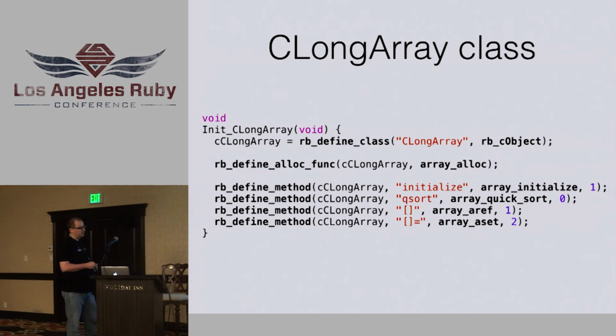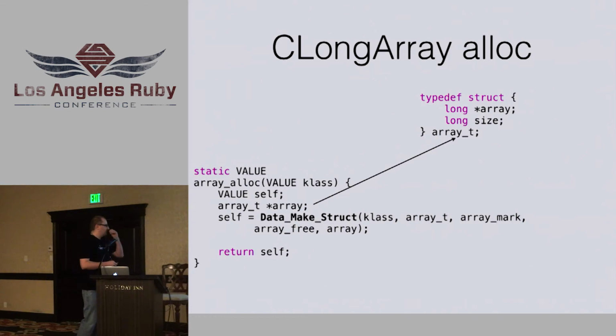So you see here that we define a class, CLongArray, that inherits from Object. We define an alloc function for it. And then we define all the methods, right? This is how we initialize our constructor, quicksort that actually does quicksort on our numbers, and square bracket accessors. So this is the allocation method. This is the method that actually allocates memory for our new objects.